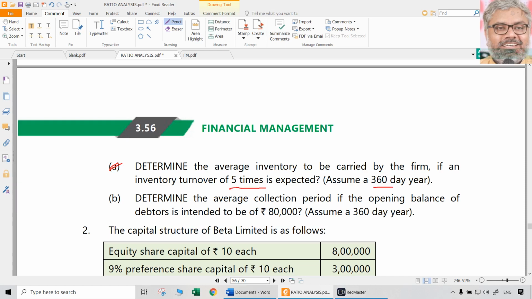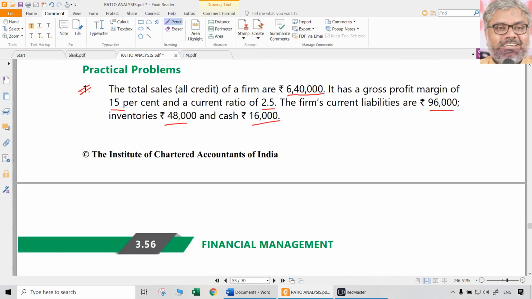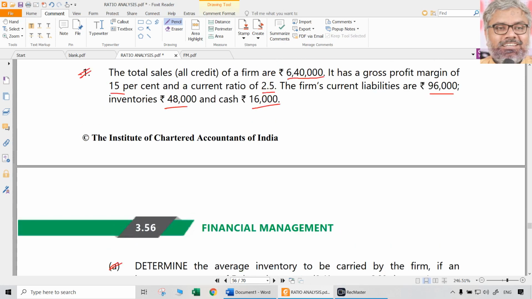So the inventory turnover ratio is given. We are supposed to calculate average inventory. That is the first question. Second question, determine the average collection period, if the opening balance of debtors is intended to be 80,000, again assuming 360 days a year. So it is a kind of question wherein some data is given, some formulas and some ratios are already given, and we are supposed to find out some other missing data. So it's not a straightforward question where financial information is given and ratios are asked, like we did in the earlier session. That is one category of questions that also can be expected.